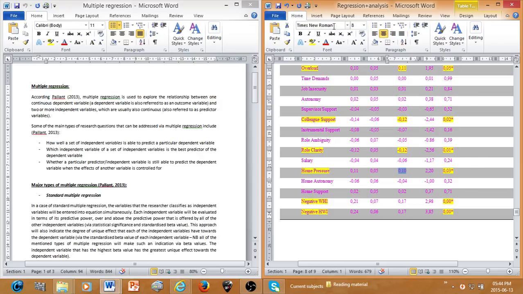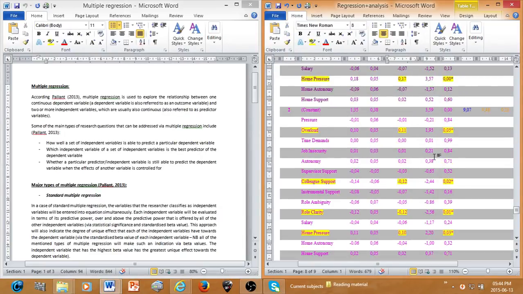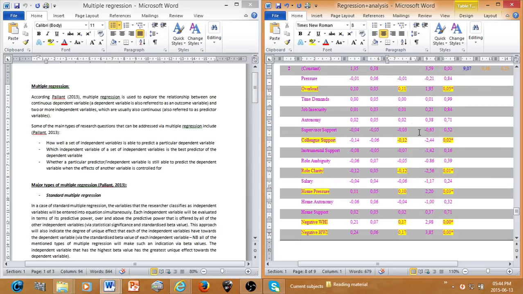Okay. So now out of all of these statistically significant variables in the second step, which has the highest beta value? Oh, we see negative work-home interaction and negative home-work interaction have the highest unique effect. And they're both equal. So each of them has an equal degree of unique effect towards anxiety, and like we said, they have the highest unique effect.